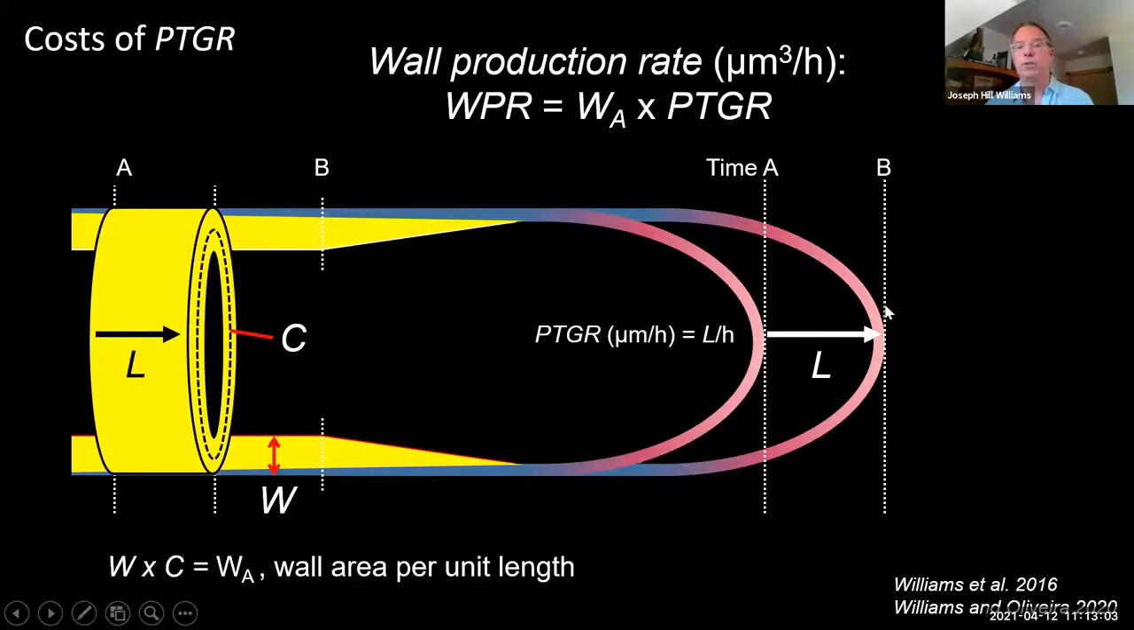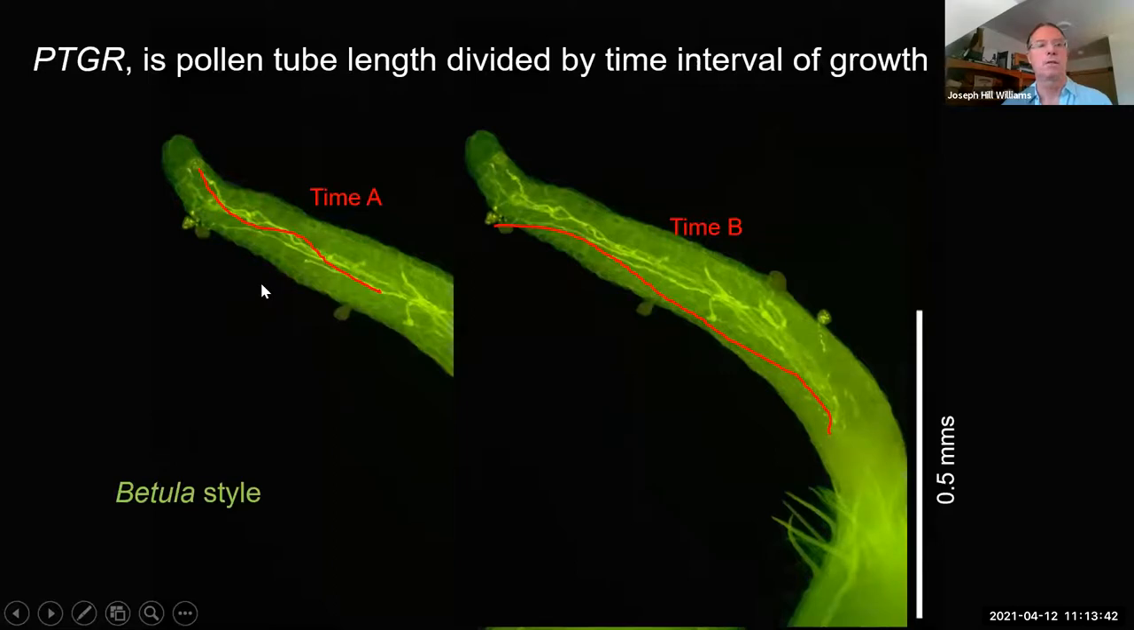Remember, the tube is growing forward at a length per time. And it has a wall that has a thickness, and all that wall material is being made right behind the tip. And that wall material has to be produced right behind the tip at the same rate that the pollen tube is growing forward to keep that forward growth going. So you can really take the cross section of the pollen tube and measure the circumference and the width of that tube, and then multiply it by the pollen tube growth rate to get an estimate of how much bulk wall material is being produced per unit of time. That makes sense.